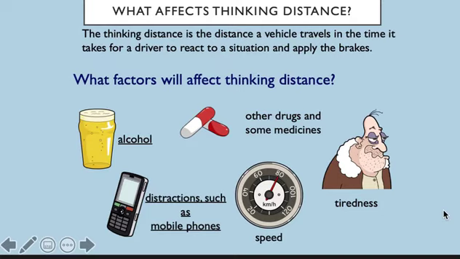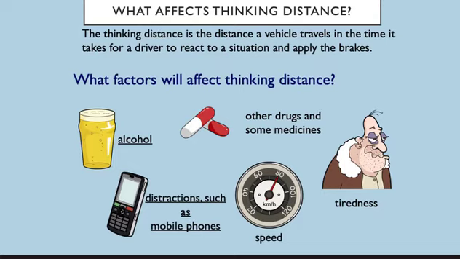Alcohol. So if you drink alcohol, then that might slow your reaction, so that might mean that you will take longer to react to putting your brakes down. Some other drugs and some other medicines will have the same effect. If you're tired, your reaction time might be slower than normal. If you've got distractions such as mobile phones and things like that in the car, then that can also increase your reaction time, and that will increase the thinking distance.